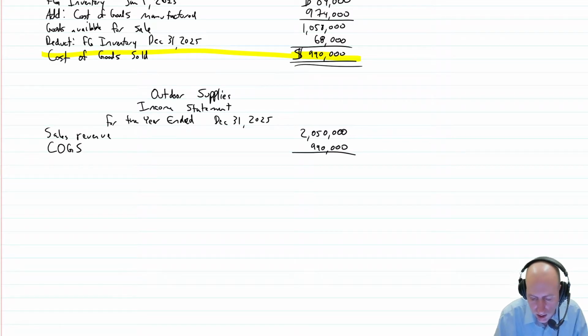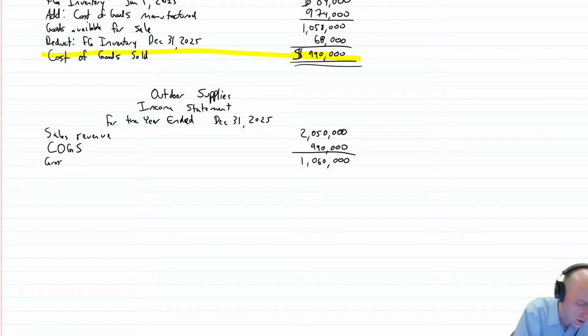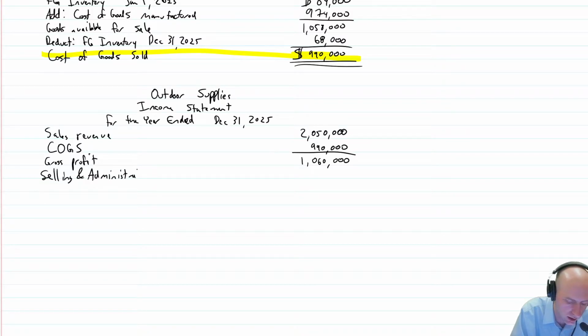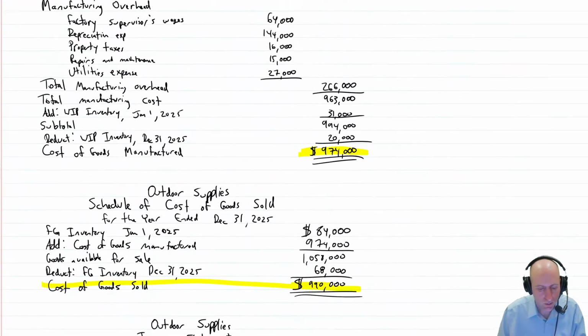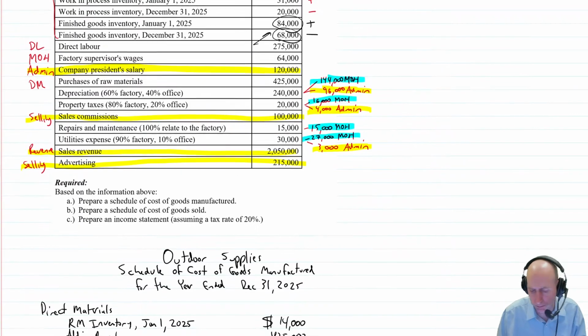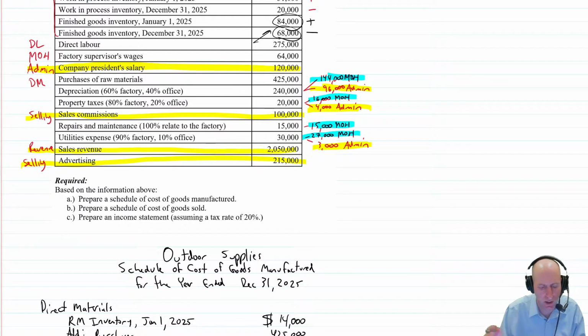Sales minus COGS is gross profit. Our gross profit here is 1060. Now we list out our expenses. And the category, I consider this to be a good category title, selling and administrative expenses. Your prof may say operating expenses. That's fine too. So our selling and admin expenses are all the things I've highlighted yellow except for sales.